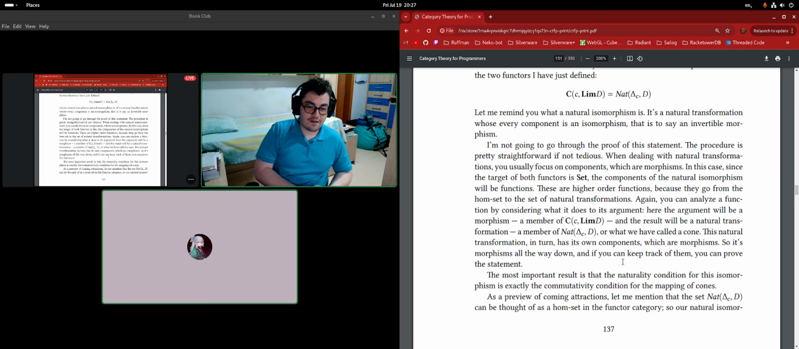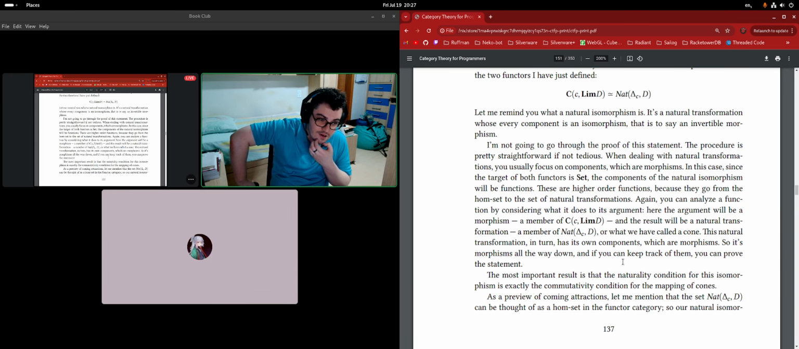You can analyze a function by considering what it does to its argument. Here the argument would be a morphism.